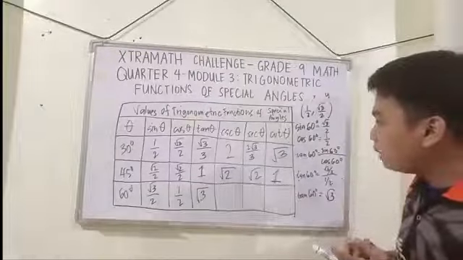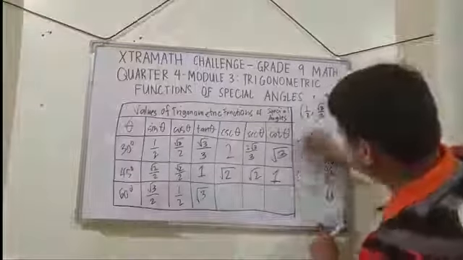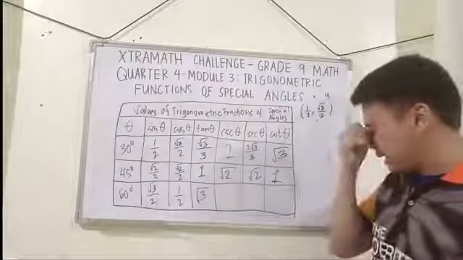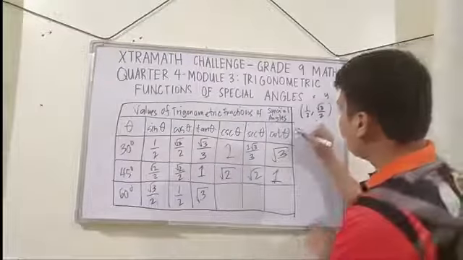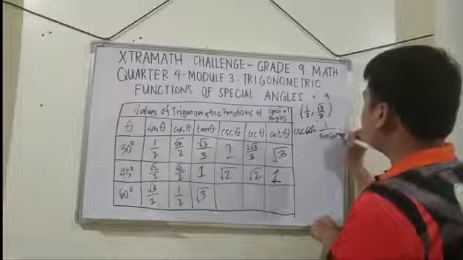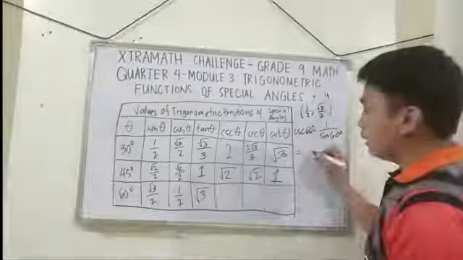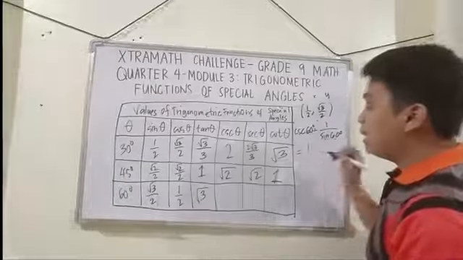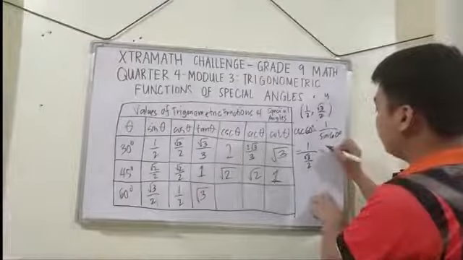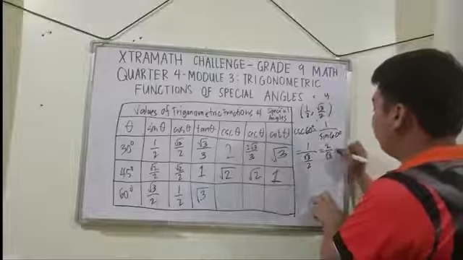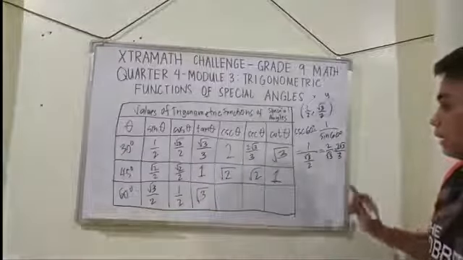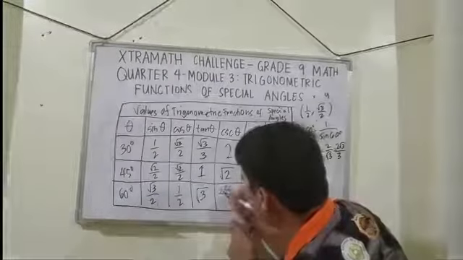Now, for the cosecant of 60 degrees. Remember that cosecant is the reciprocal of sine. So, cosecant of 60 degrees is equal to 1 over sine 60, and sine 60 is equal to square root of 3 over 2. So, this is equal to 2 over square root of 3, or that's 2 square root of 3 over 3. So, cosecant of 60 degrees is 2 square root of 3 over 3.